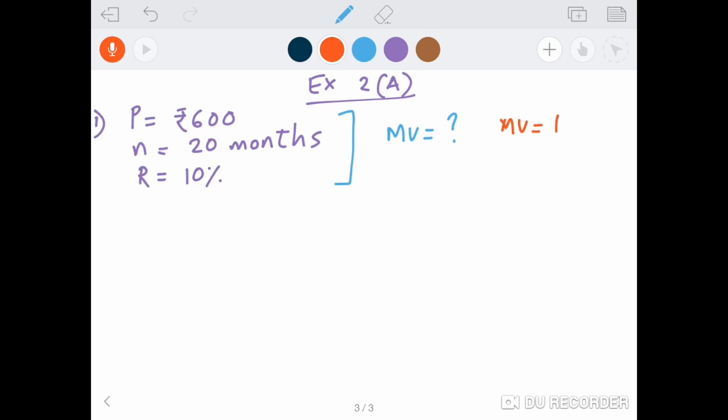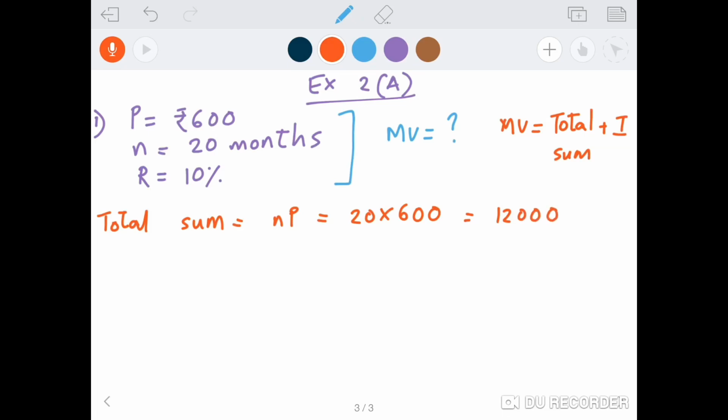The formula for maturity value is the total sum invested added to the interest that we earn at the end of the maturity time. Now let us first calculate the total sum. The total sum is given by the formula N into P, which is 20 times 600, which is 12,000 rupees.